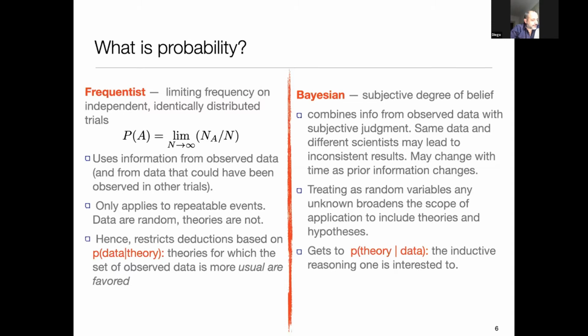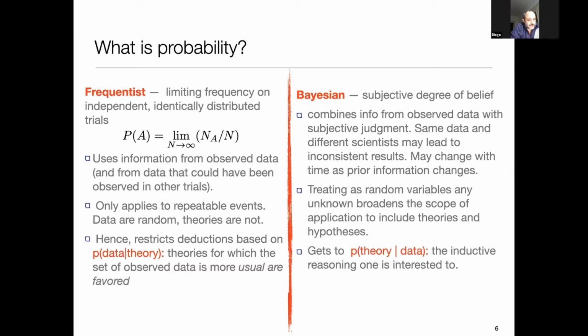So, another consequence of the frequentist definition of probability is that the deductions you can make are all based on the probability of having some data given the theory. So you try to understand which are the theories that make the observed data more frequent, more favored, okay?